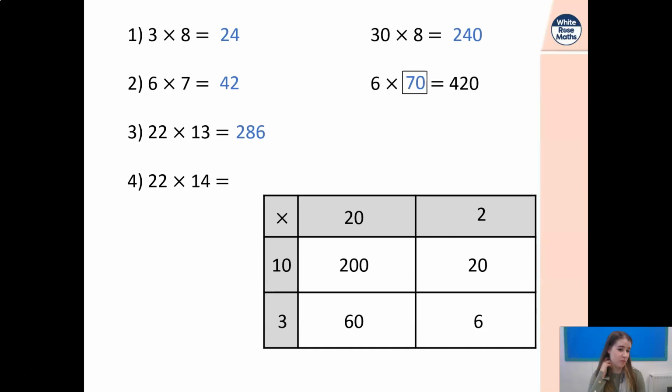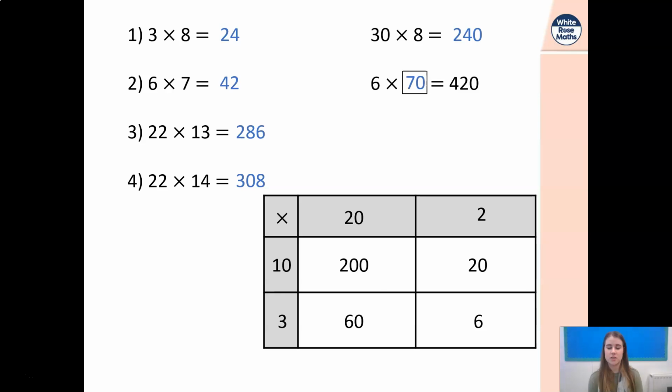Now, 22 times 14, we could use grid method again because we've looked at grid method already. But I think I can find a link between my questions that we looked at last week. Here I multiplied 22 by 13, and that gave me the answer 286. Here I'm multiplying 22 by 14. So here I just need one more lot of 22. So all I need to do is add 22 on to my original answer, which gives me 308.